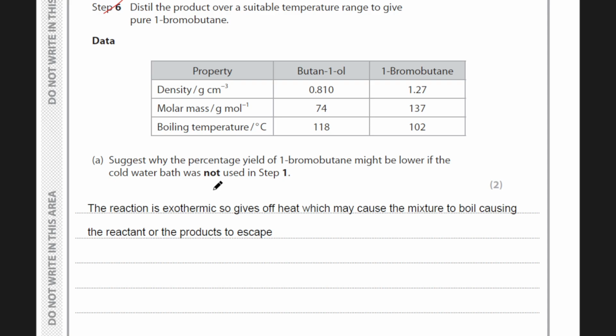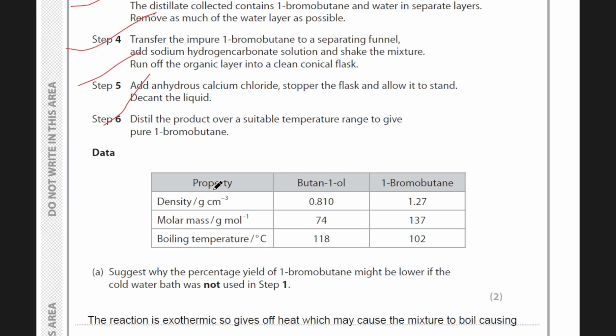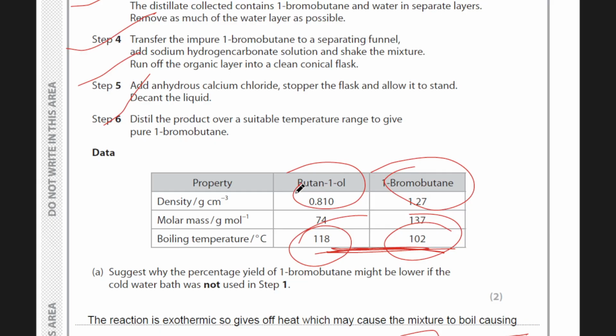Look, first of all, the reaction is exothermic. All right, so if the reaction is exothermic, what's going to happen? Heat will be given off. So this might cause the mixture to boil, because we can clearly see the boiling temperature down here is very low, making 1-bromobutane and butanol volatile in nature.